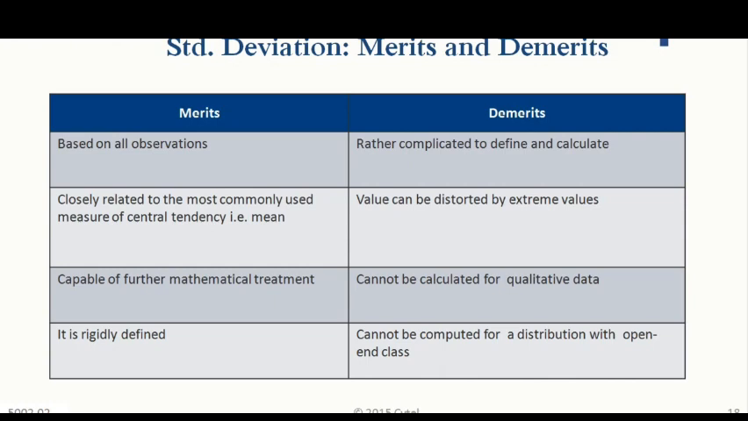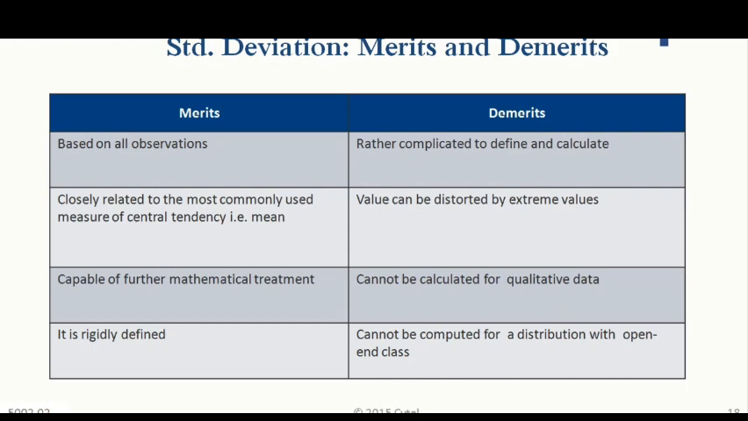So, the standard deviation based on all observations, it is rather complicated to define and calculate. I hope now it has not remained so after this explanation. This is closely related to the most commonly used measure of central tendency. That's the main point actually. You are considering all the time sticking around the mean and then computing the standard deviation. Again, it can be distorted by extreme values, capable of further mathematical treatment, rigidly defined, cannot be calculated for qualitative data.